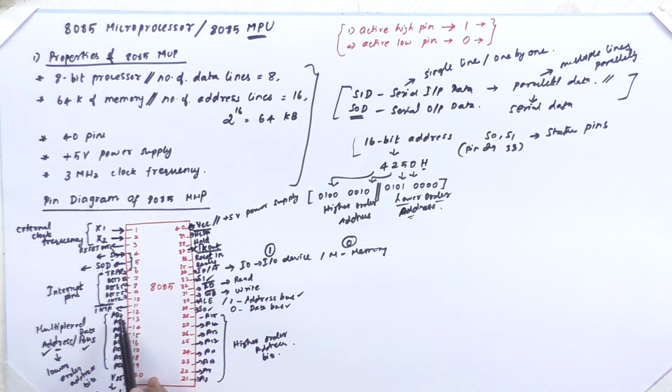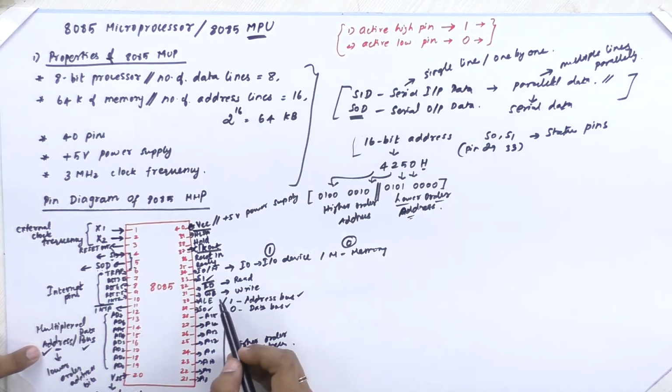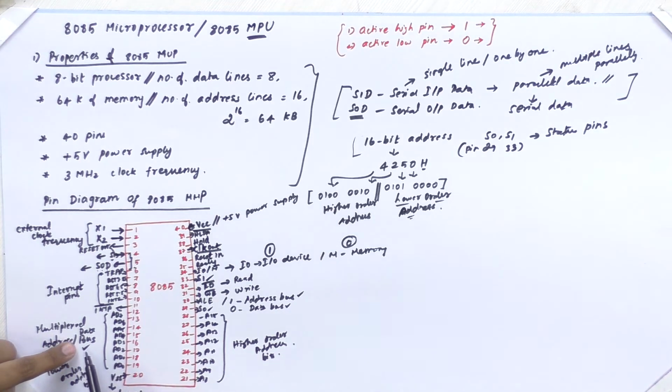And the next 8 pins from AD7 to AD0 are called the multiplexed address and data bus. The next pins from 12 to 19 are multiplexed address and data bus. These multiplexed pins will act as the address bus during the first clock cycle, whenever the value of the 30th pin, ALE, address latch enable, is set to 1. And these 8 pins will act as the data bus in the remaining clock cycles, when the value of the 30th pin ALE is set to 0.